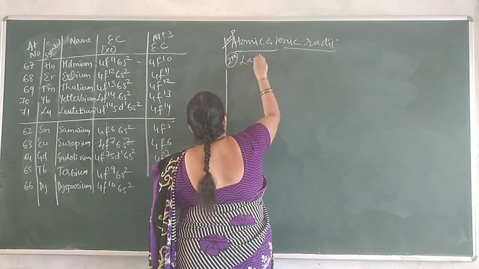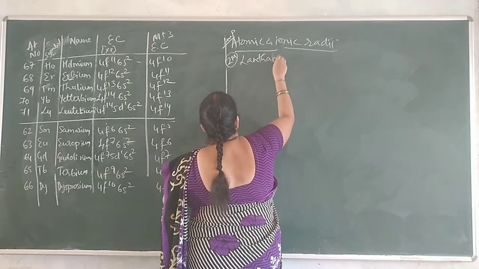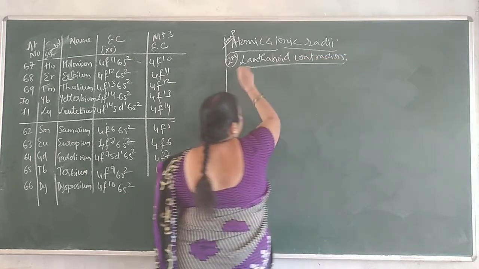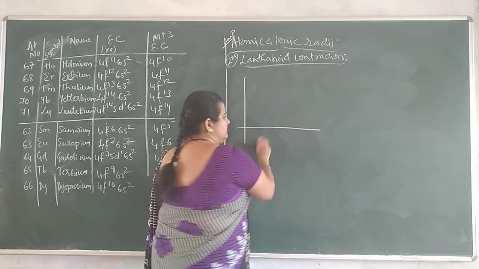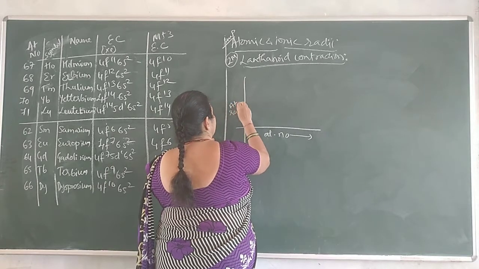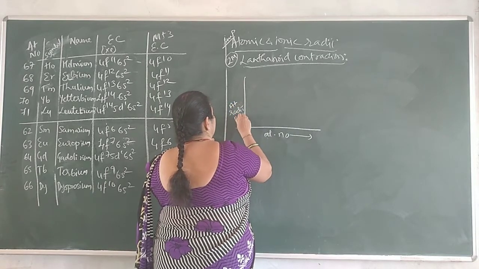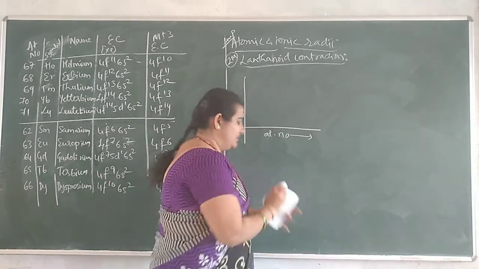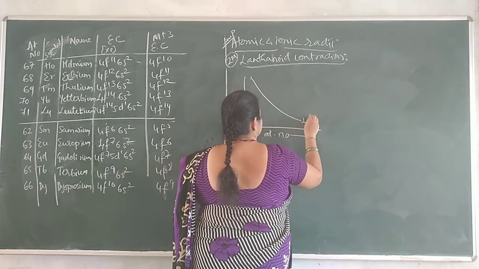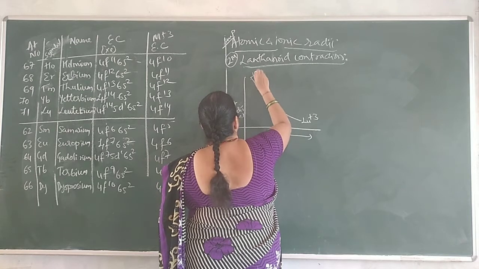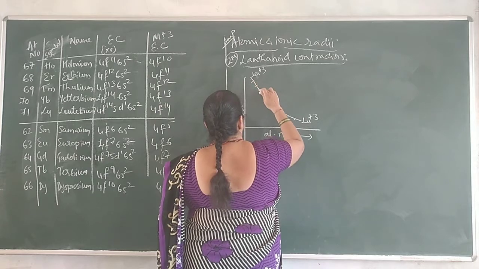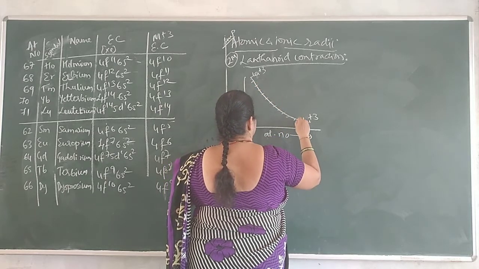Okay, lanthanide contraction. What is lanthanide contraction? I will just tell you. Let's say a graph: atomic number and atomic radii in picometers. So the graph will be: this is lanthanum 3+, this is lutetium 3+, with elements 1, 2, 3, 4, 5, 6, 7, 8, 9, 10, 11, 12, 13, 14.